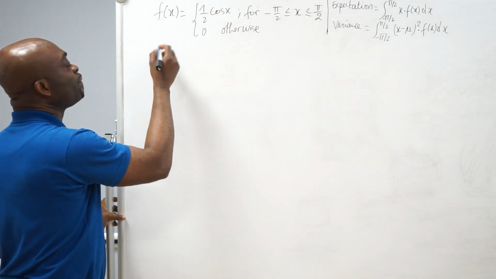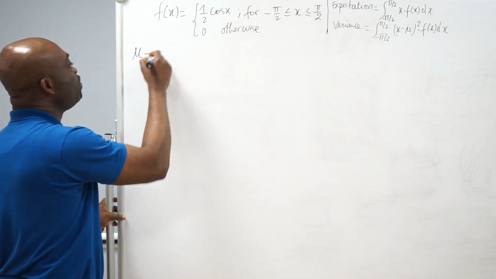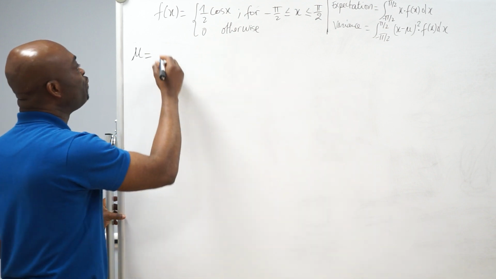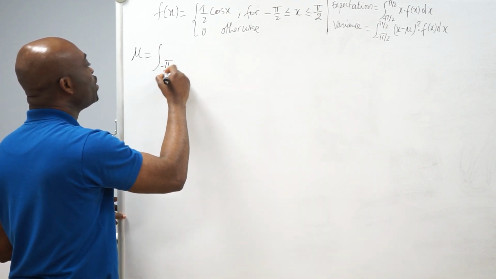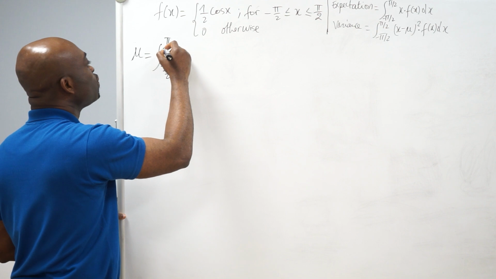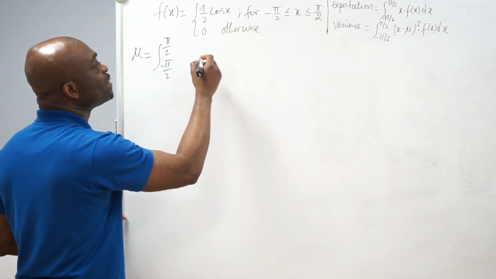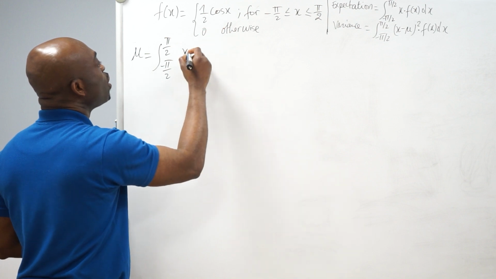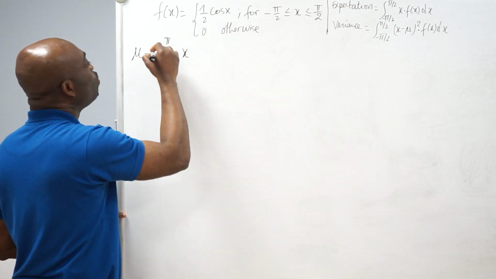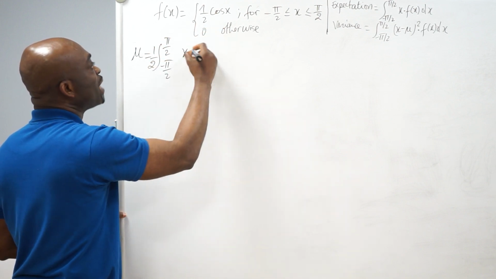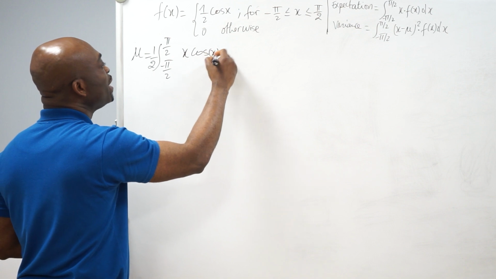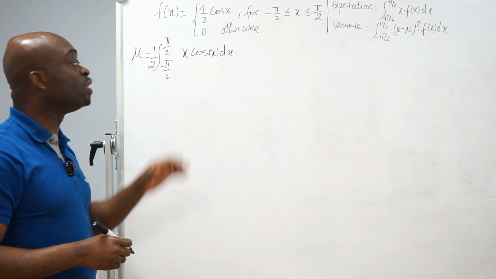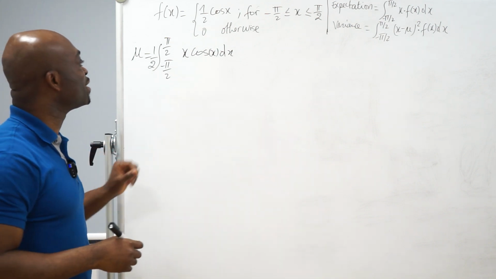Now the expectation, which is the same thing as mu, represented as that. So that will be equal to what? Following the formula, that will be the integral from negative pi over 2 all the way to positive pi over 2 of x times f of x, correct? So that is x times... Because that's a half, we can carry the half outside. You have to begin to foresee this kind of problem. So you take the half outside and make your life a lot easier. And then this is what we have.